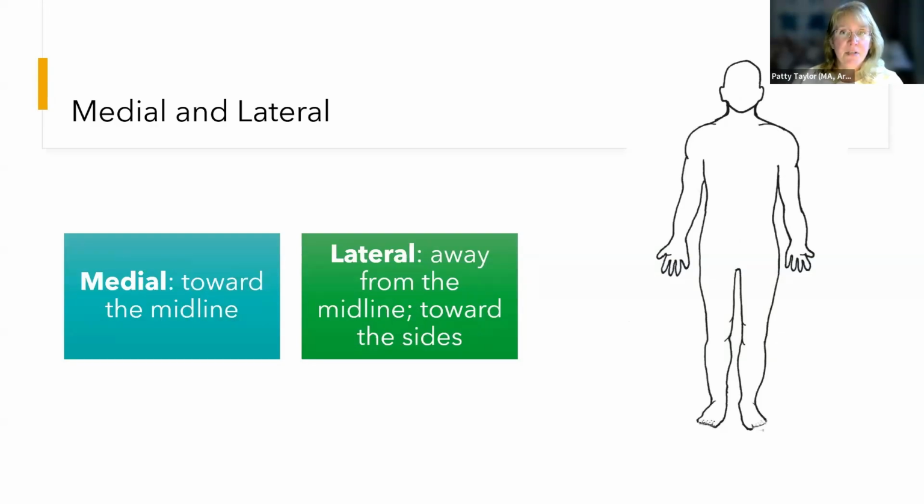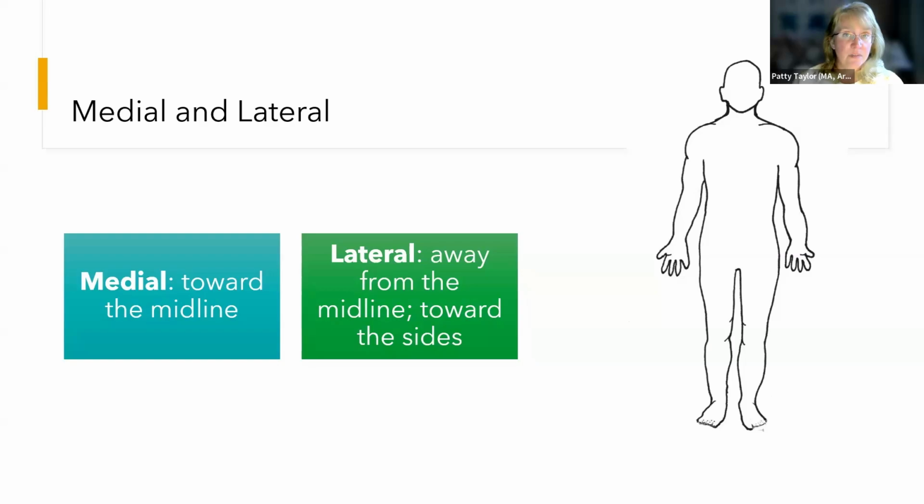So let's talk about medial and lateral. These are yet another pair of opposite terms. Medial means toward the midline of the body. That is an imaginary line that divides us in half. It runs right down your nose, down your breastbone, by your belly button, and then of course it splits the legs in two. So this is an imaginary line that runs down the middle of your body on the front side.